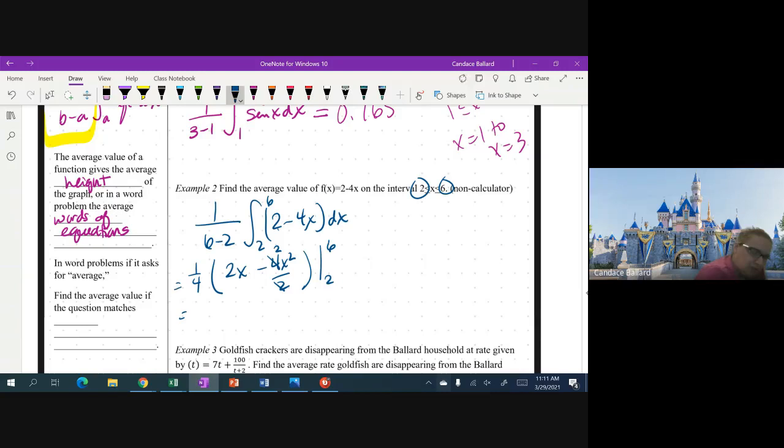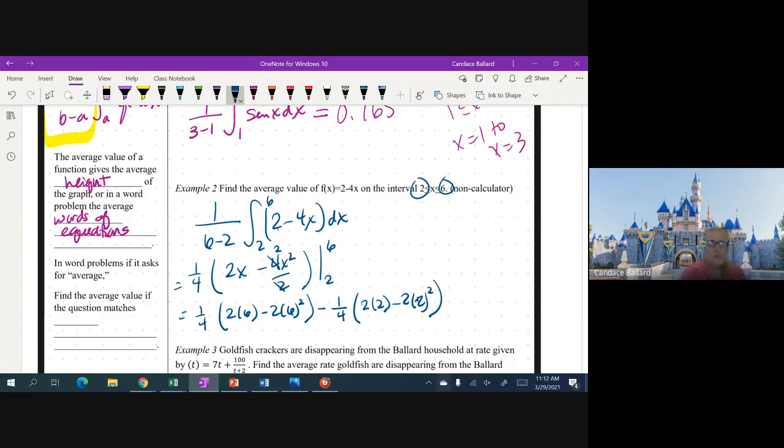All right, definite integral. So we've got 1/4 times 2 times 6 minus 2 times 6 squared. And then I subtract, and I've got another 1/4 times. I always carry my 1/4, or whatever the coefficient is, in front. Some teachers don't do that; they do an extra set of parentheses. 2 times 2 minus 2 times 2 squared.